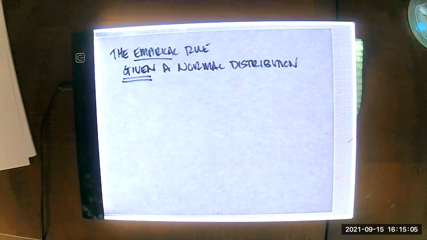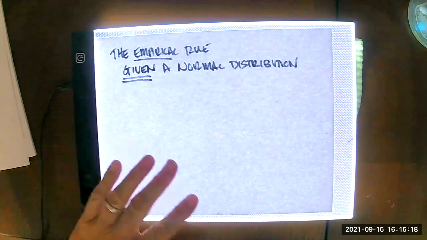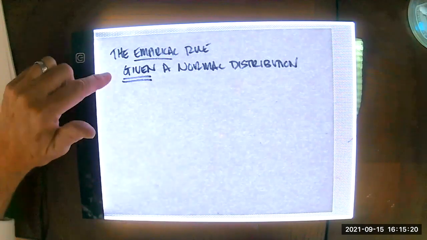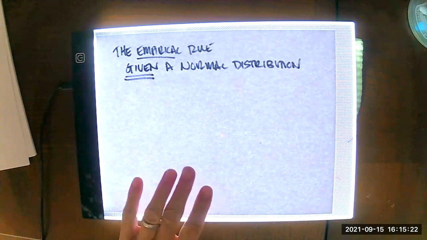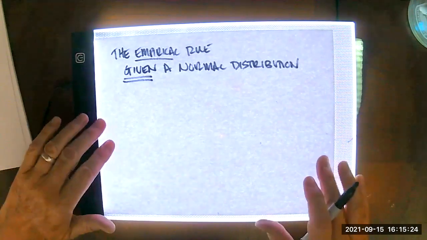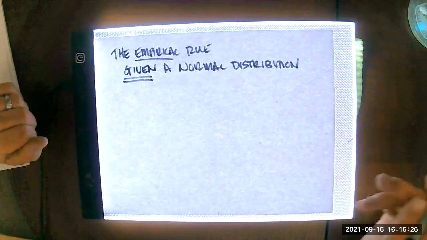Data takes all types of different shapes. Sometimes they're normal, sometimes they're not. If the data do not have this quote unquote high, low, high symmetry kind of thing going on, if it's not normal, then this rule does not apply. It's got to be a normal distribution. And what it says is the following.